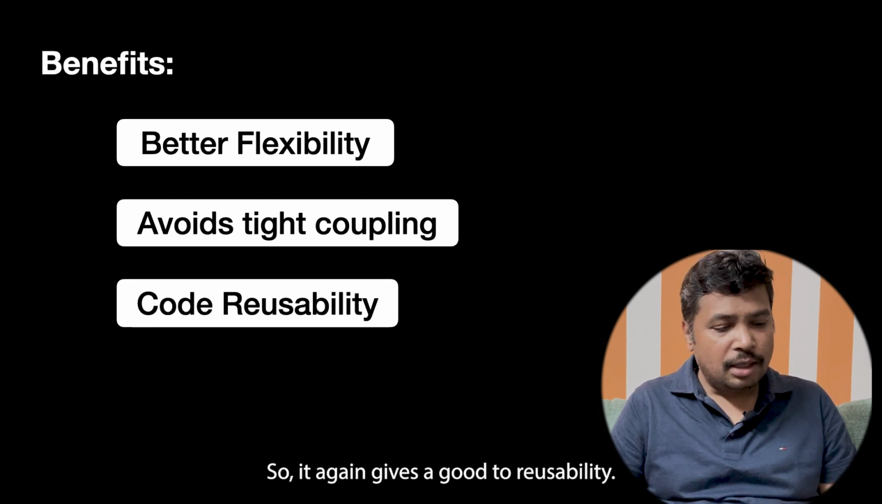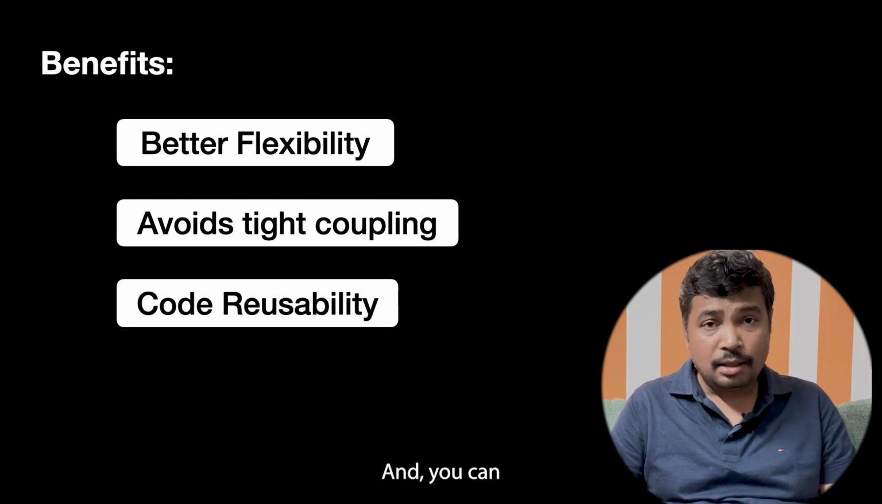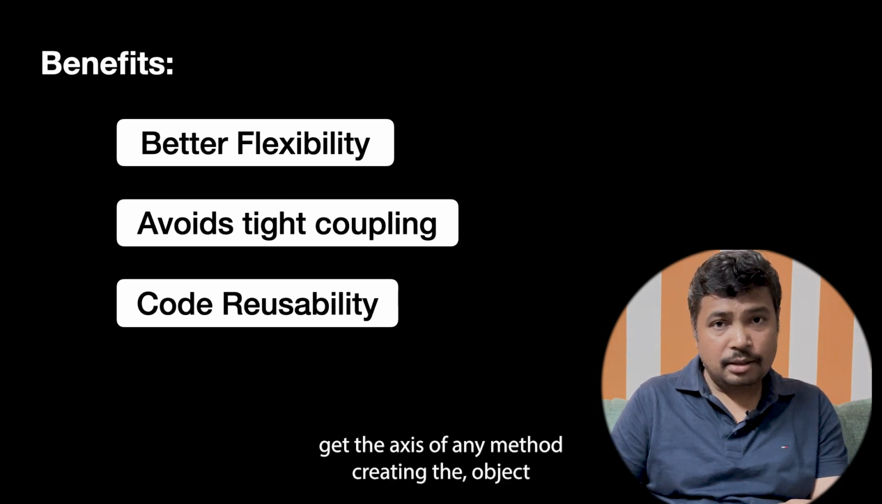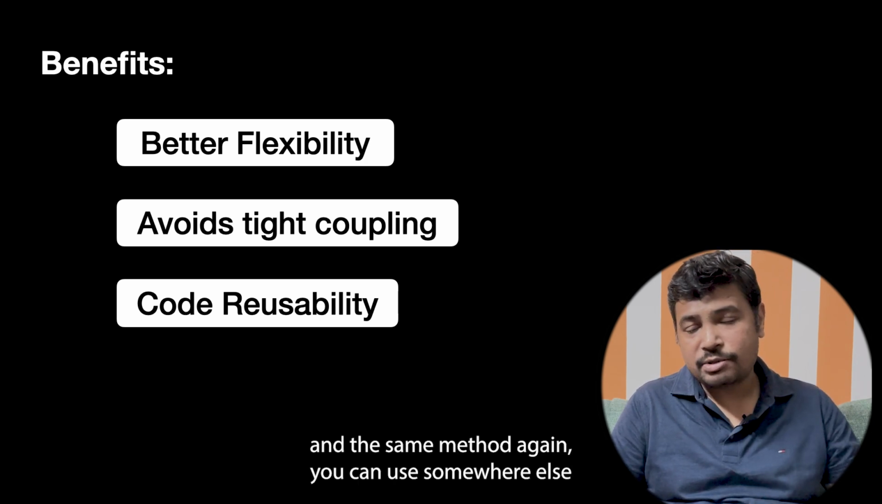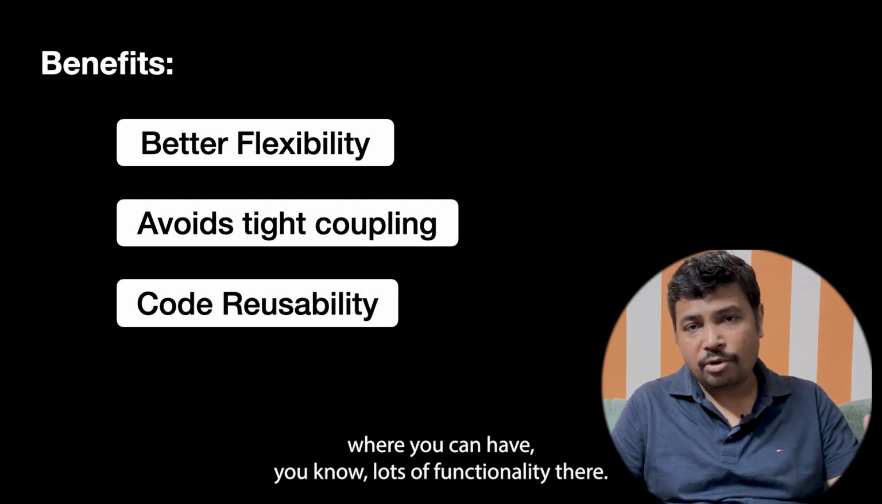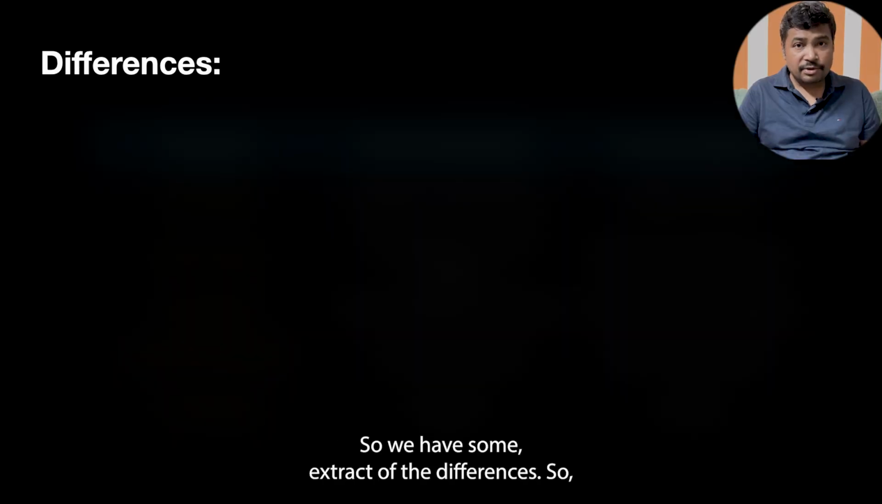So it again gives good reusability, and you can access any method by creating the object, and the same method you can use somewhere else, where you can have lots of functionality attached to it. So before going ahead, we'll see what exactly the difference is and when we shall use generalization and composition.